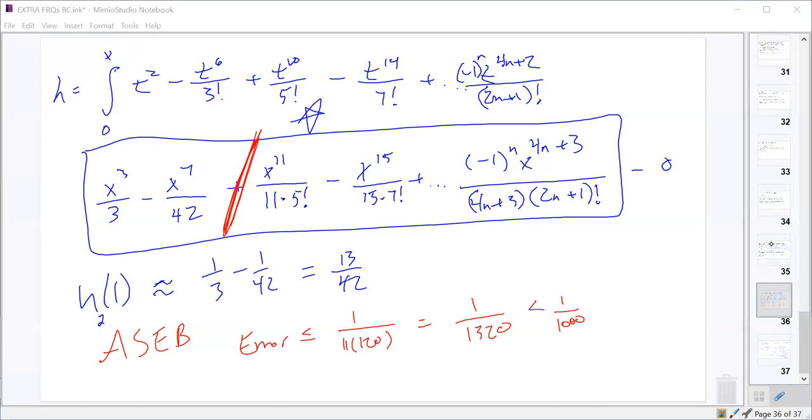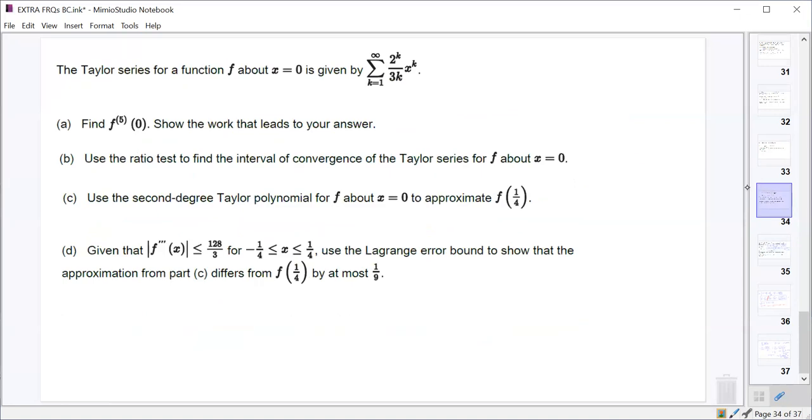Should we do another series one? Let's do this one. This one's got the Lagrange error bound, which nobody usually likes. So let's do a Lagrange error bound one here. Let's take a look at this Taylor series for a function f around x equals 0, where we are given the series k equals 1 to infinity of 2 to the k times x to the k over 3k.